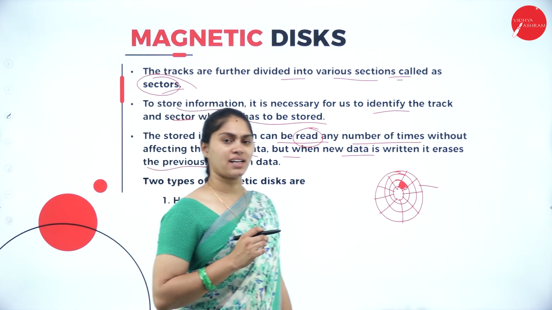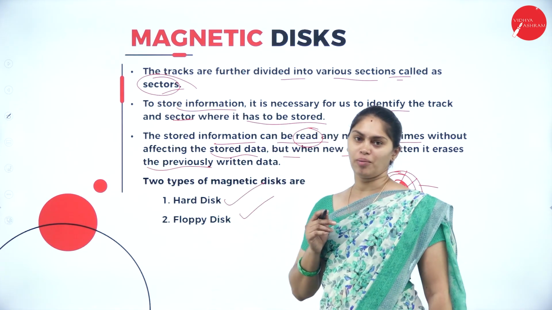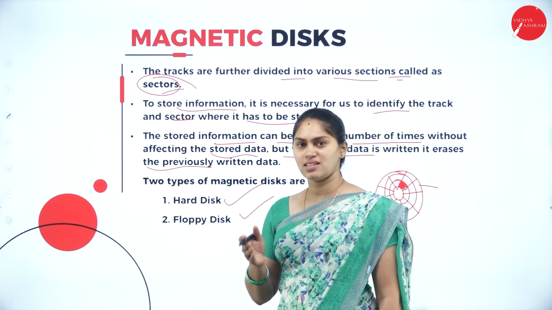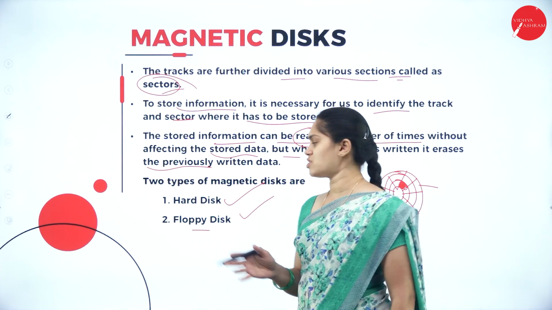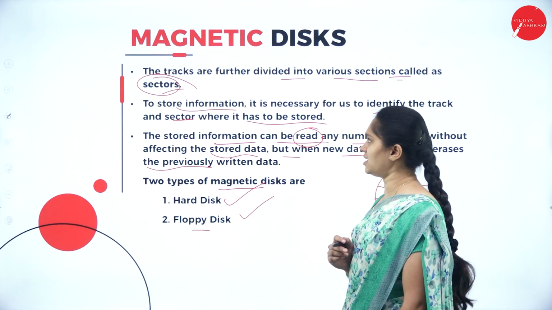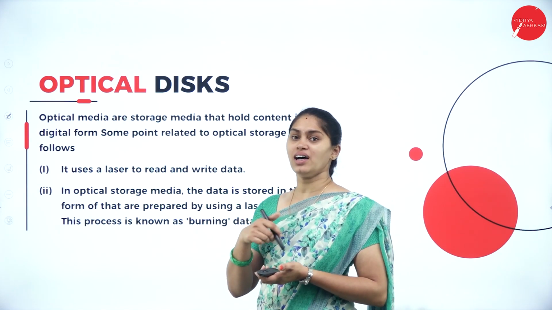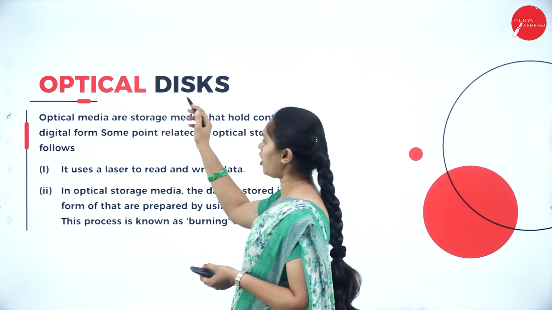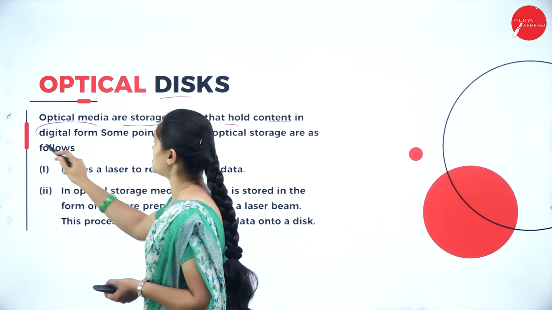What are the magnetic disks we have? They are the hard disk and the floppy disk. To access the content of a hard disk, we require an HDD, hard disk drive. To access the content of a floppy disk, we require a floppy disk drive. These are the two examples of magnetic media or magnetic disks. Next, we have the optical disc. In the magnetic disc, we have a magnetic coated material that holds the data. In the optical disc, it is a storage media that holds the content in digital form.